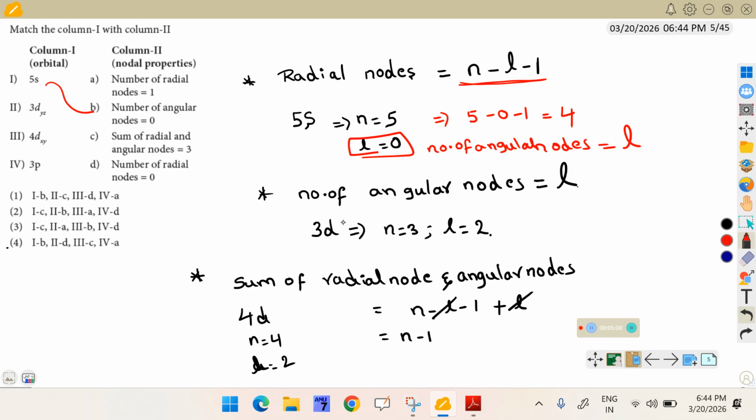Next, number of radial nodes is calculated by using the formula n minus l minus 1. For 3d orbital, number of radial nodes is 3 minus 2 minus 1, that equals 0. The number of angular nodes for 3d orbital is 2. Fourth option is the correct option.